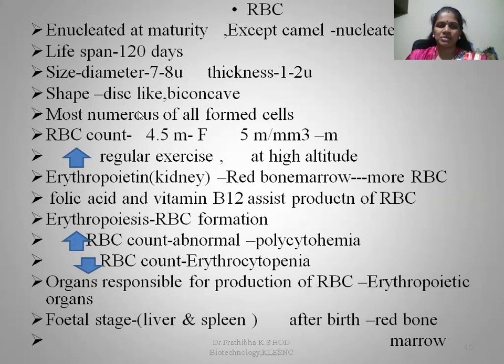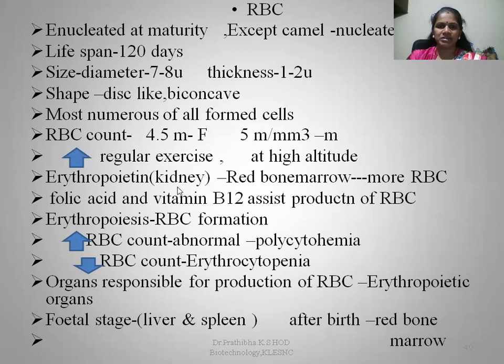Lifespan 120 days, size, that is diameter 7 to 8 microns, thickness 1 to 2 microns. Shape of RBC will be disc-like biconcave. Most numerous of all formed cells. RBC count is 4.5 million in female, and in male 5 million per cubic mm. RBCs will increase during regular exercise and also at high altitude.